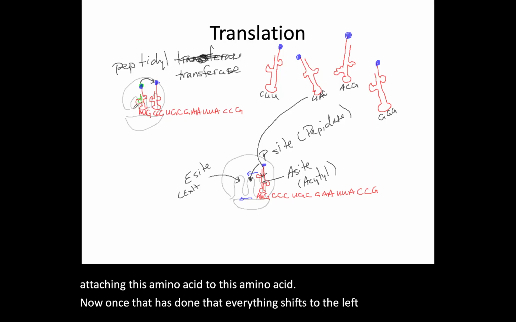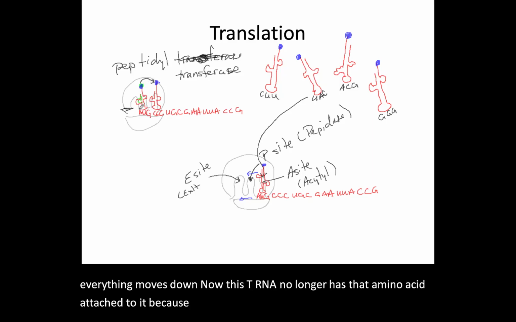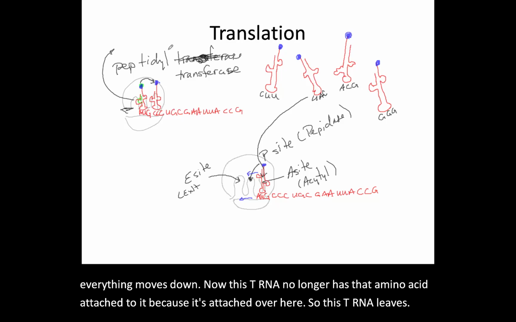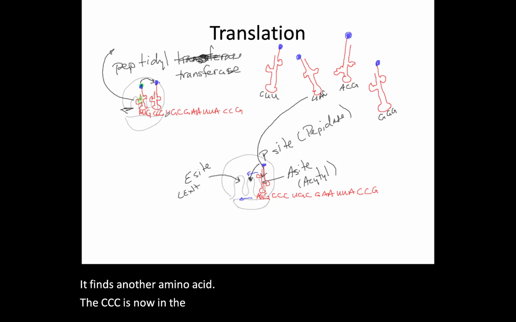So everything moves down. Now, this tRNA no longer has that amino acid attached to it because it's attached over here. So this tRNA leaves. Right? It finds another amino acid. The CCC is now in the second space. The UGC is now in the A site. And the process starts over again.